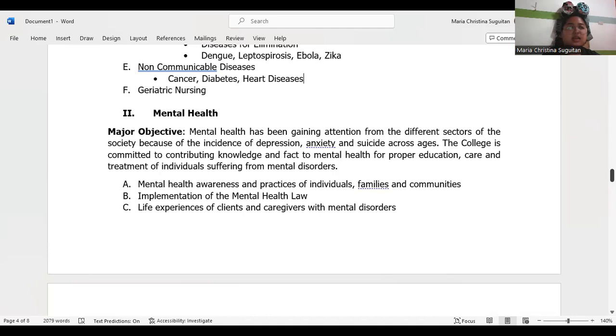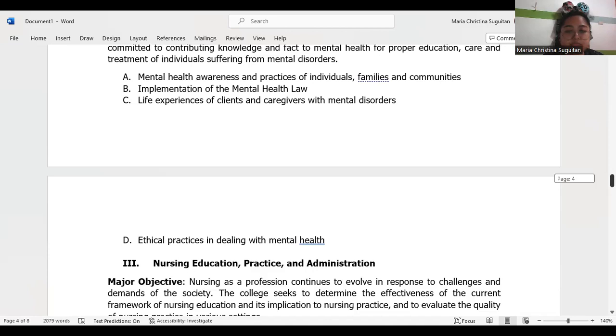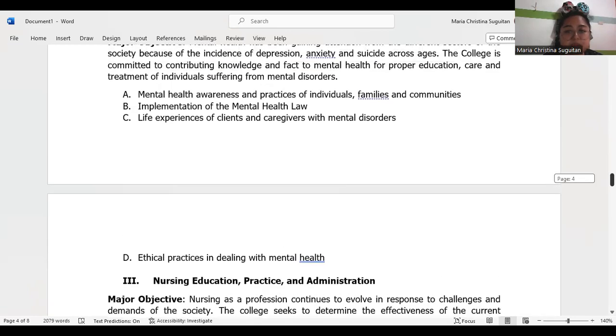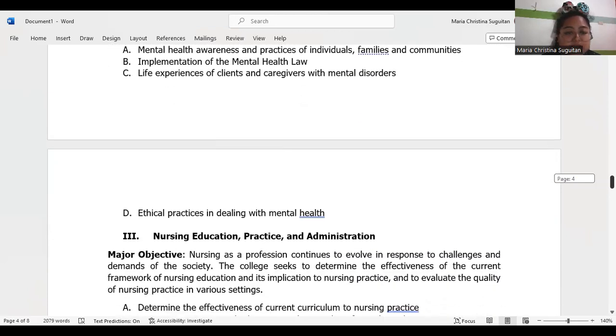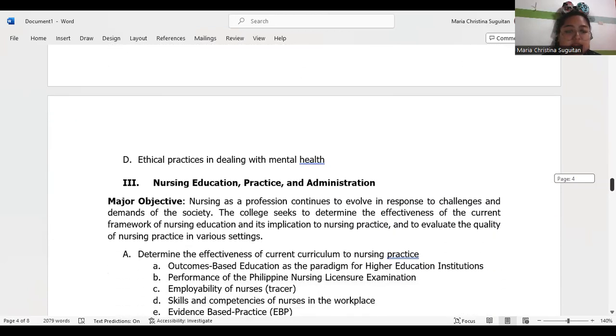Okay? Ay, 10 lang kila Ma'am Tina, so 10 na din sa amin. The more, the merrier. Okay? Mas better kung marami kayong makuha respondents. Para makita nyo kung ano yung differences nila. And then, in mental health, we have ethical practices in dealing with mental health. Okay, so that's mental health.